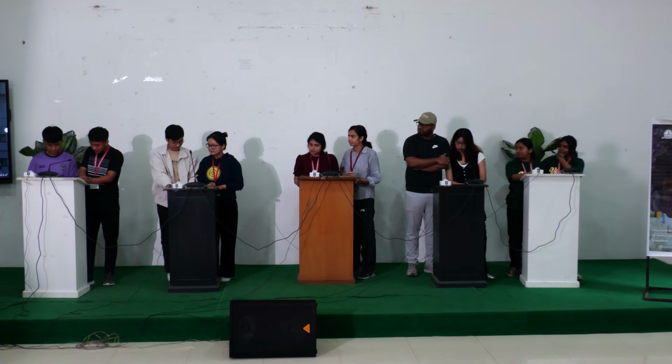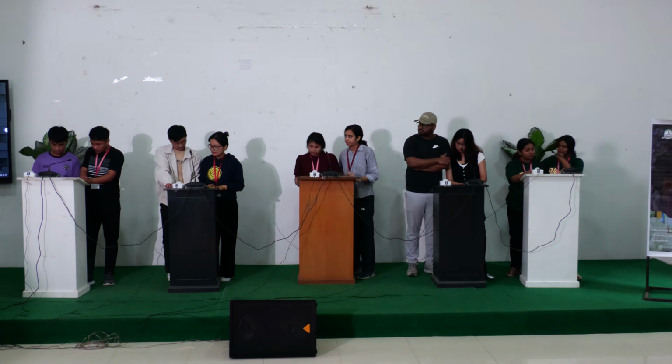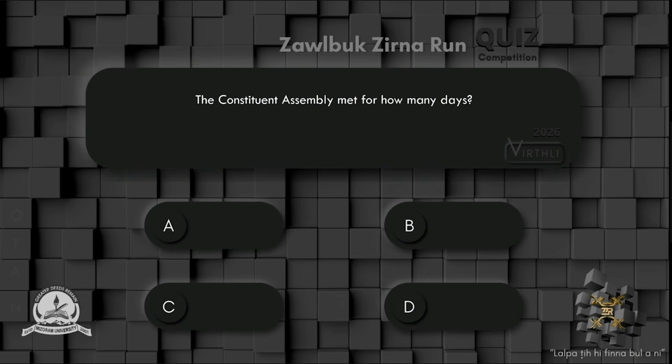Team 2, table 2, this is your third question. The Constituent Assembly met for how many days? And your options are A. 362, B. 280, C. 165, and D. 150. And your time starts now.